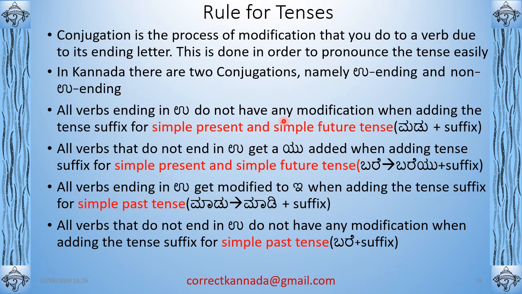So whatever I mentioned in the table previously, I put it in letters here as bullet points. All verbs ending in u do not have any modification when adding the tense suffix for simple present and simple future: madu plus suffix. All verbs that do not end in u get a u added. It's not ya, just remember it's u added when adding the tense suffix. For example, bare will become bareyu when the suffix is added. All verbs ending in u get modified to i when adding the tense suffix for simple past. So madu will become madi plus suffix. All verbs that do not end in u do not have any modification for past tense. So bare will be directly bare if it's past tense. So whatever I gave in the table previously is what it is.